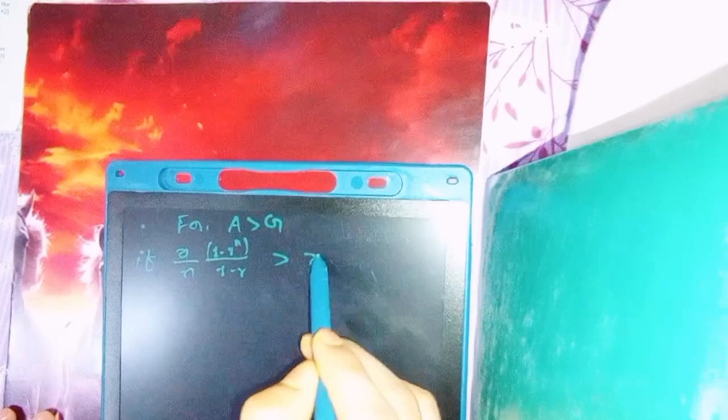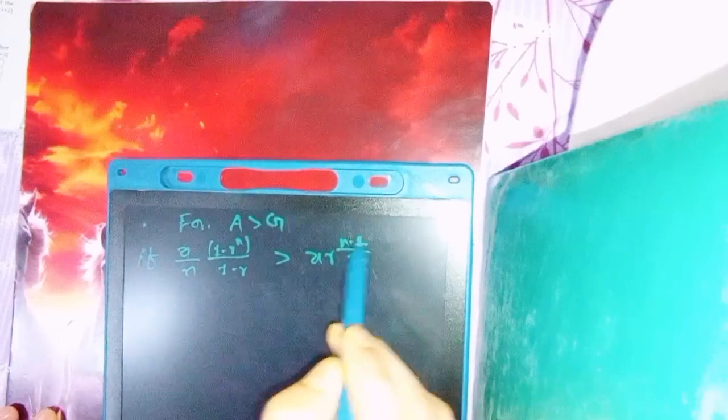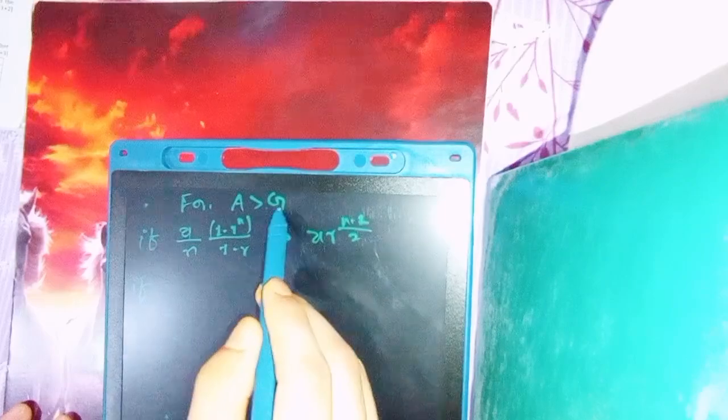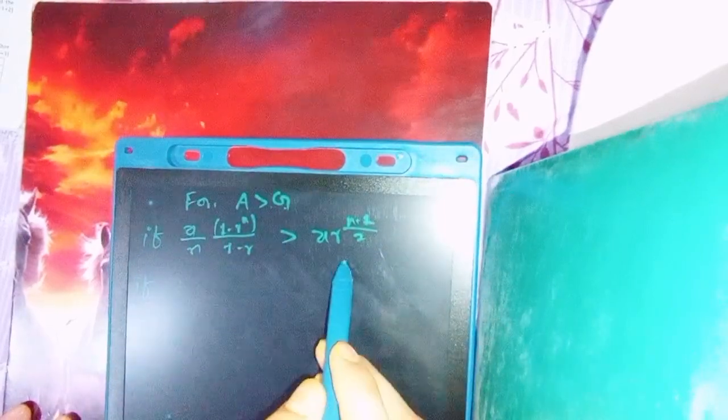For that, first we'll write A is greater than G. For A is greater than G, if we put the formula, A by n, the formula for A is a by n (1 − r^n) by (1 − r), which should be greater than a r^((n−1)/2). So if this is true, then this should also be true. We are going backward, so we're solving it from backward. So a will cancel out.